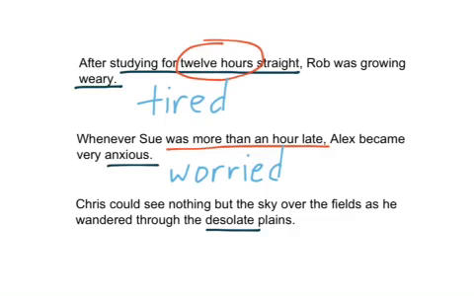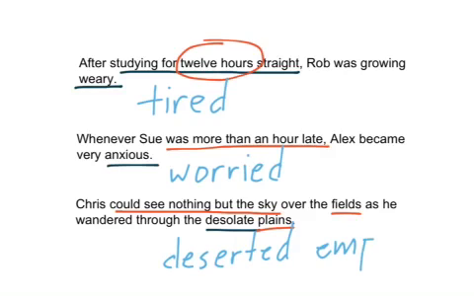Chris could see nothing. He could see nothing but the sky. If you've ever been in a place where you can only see the sky, it's not like New Hampshire. It's not full of mountains and trees. But it does say fields and plains, so we are referring to the outside. And he's wandering around and he doesn't see anything. I'm thinking that possibly desolate might mean something like, I don't know, deserted? Empty? Let's try this a little bit more.